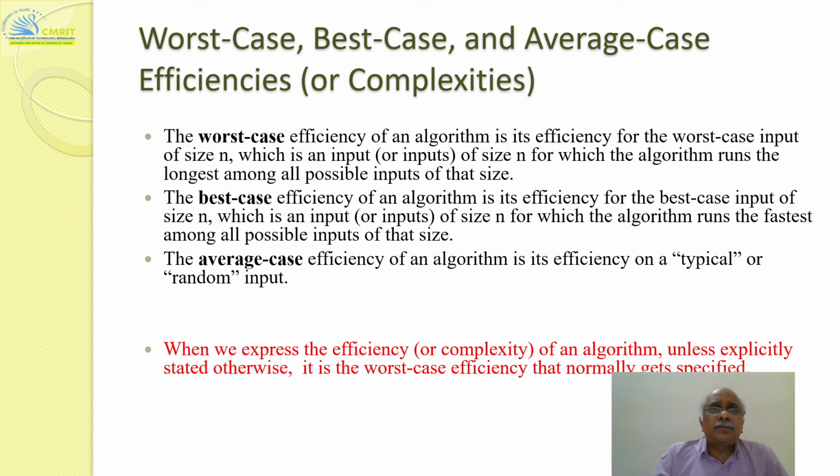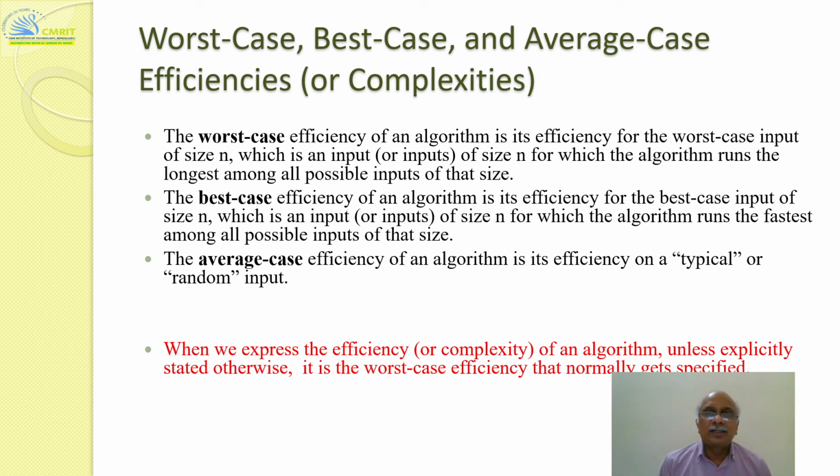So let's do a formal definition of worst case, best case, and average case. The worst case efficiency of an algorithm is its efficiency for the worst case input of size n. So that's an input for which the algorithm runs the longest among all possible inputs of that size. We have seen that in the previous example, the worst case is when the key is not present in the array.